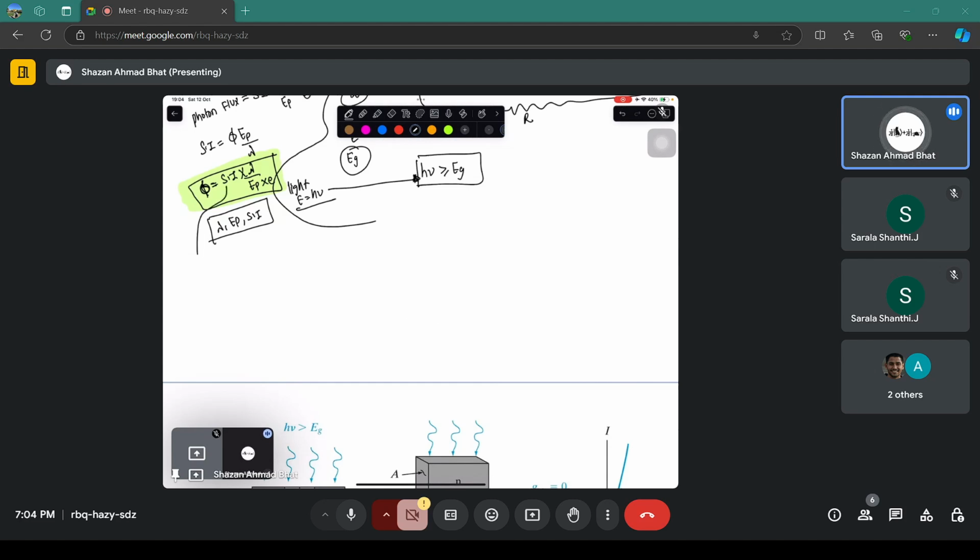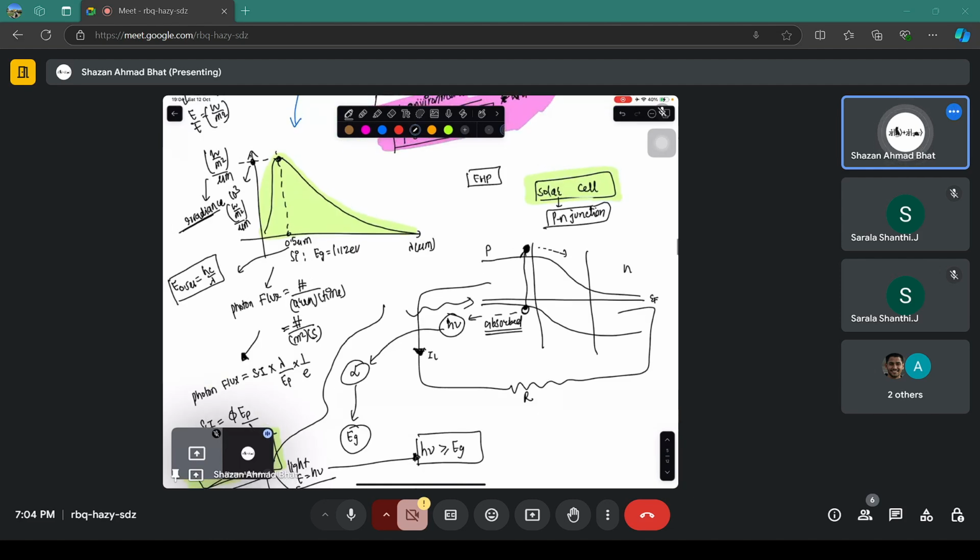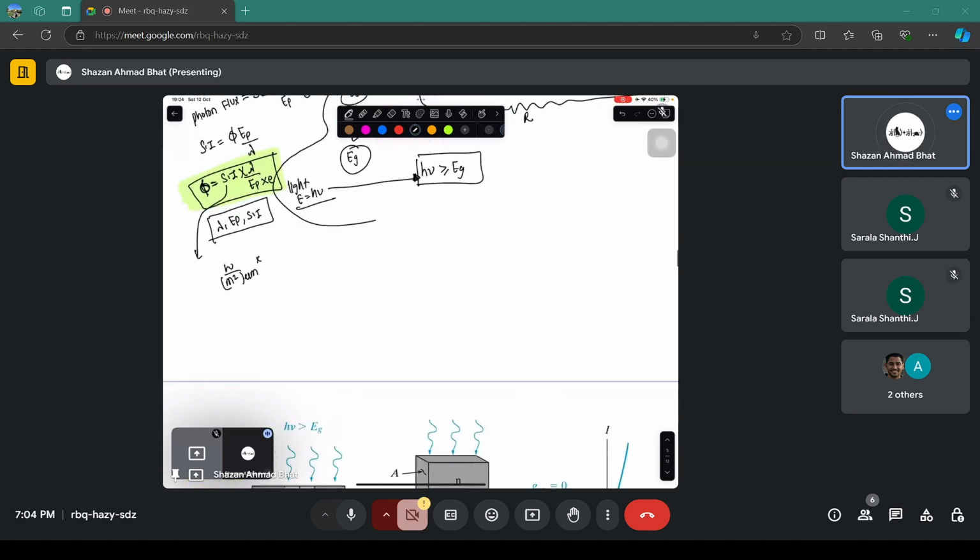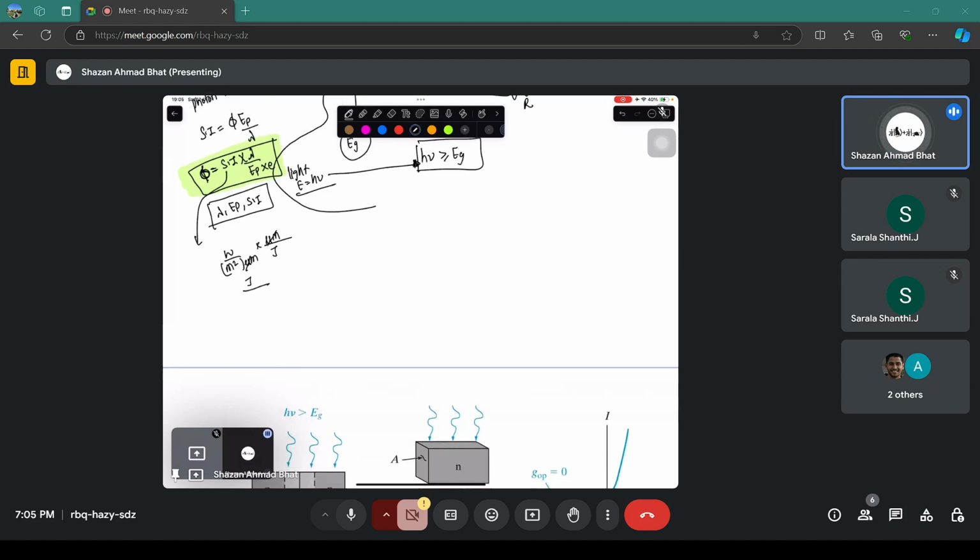And let's check the units. Watt per meter square per micrometer, into micrometer, divided by joules. Watt can be written as joule per second. One by joule goes away. This is 1 per meter square second. Yes, this is exactly the flux, that is, number per unit area per second.